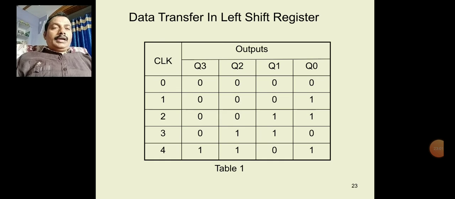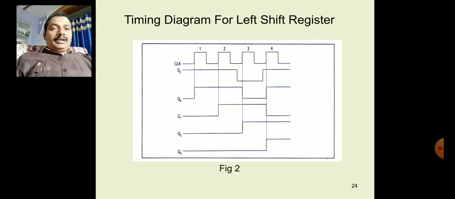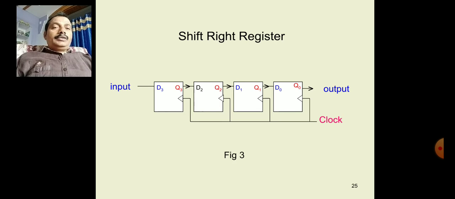This I have already discussed. The truth table is also clear, and the timing diagram is also clear. Now the shift right register, let us discuss. You have to arrange like this.